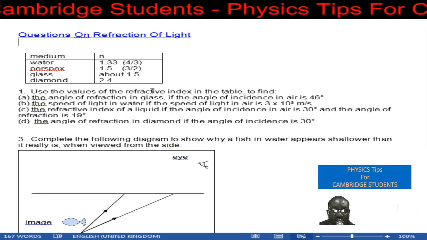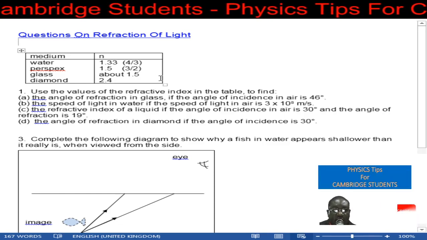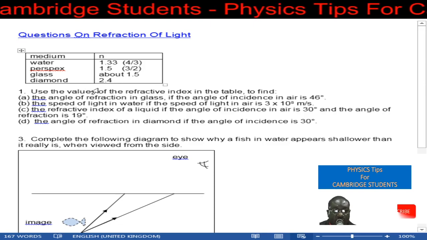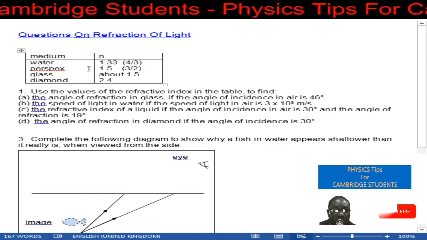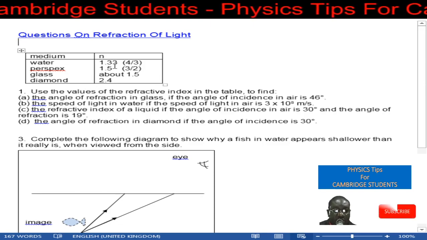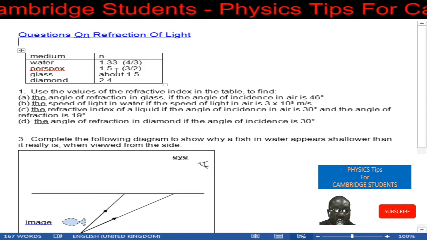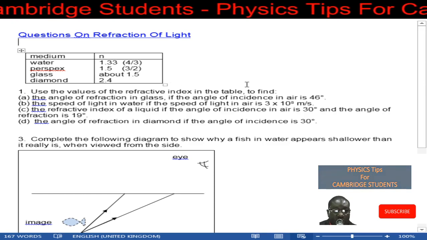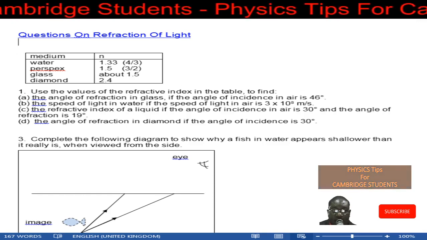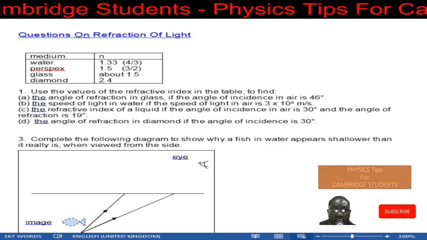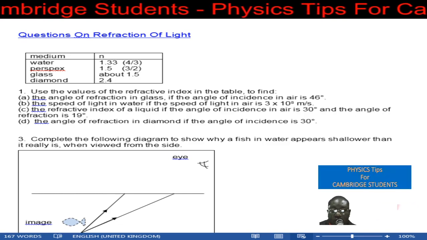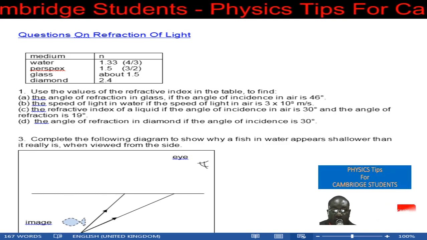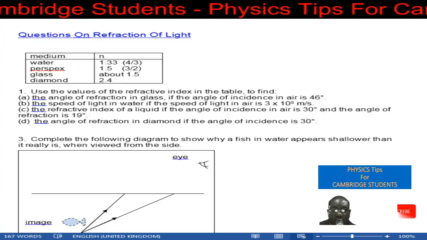If the angle of incidence in A is 46 degrees. So given that the refractive index of glass is 1.5, we can work out using the formula sine I over sine R is equal to n.